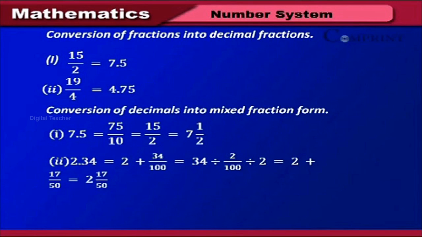Conversion of decimals into mixed fraction form. 1. 7.5 is equal to 75 by 10, which is equal to 15 by 2, which is equal to 7 1 by 2. 2. 2.34 is equal to 2 plus 34 by 100, which is equal to 2 plus 34 divided by 2 over 100 divided by 2, which is equal to 2 plus 17 by 50, which is 2 17 by 50.